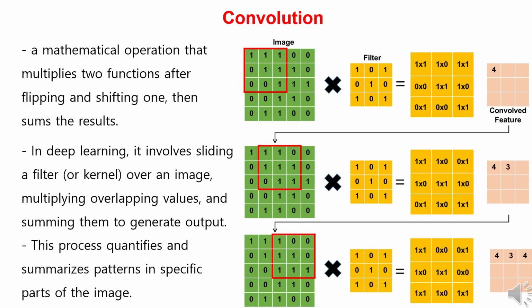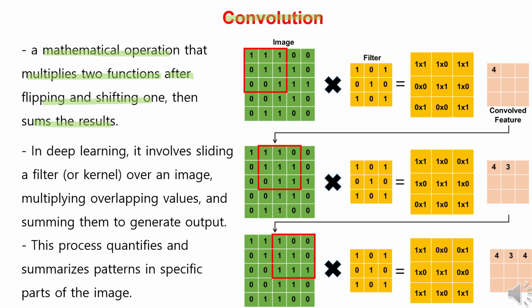Next, let's take a closer look at convolution. Convolution is the most essential operation in CNN. The term convolution technically means a mathematical operation that multiplies two functions after flipping and shifting one, then sums the results. Here's how it works.